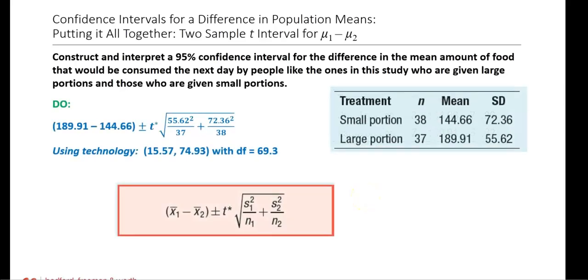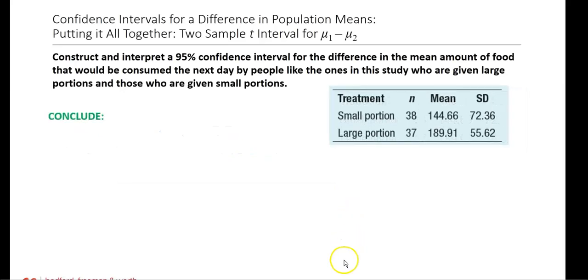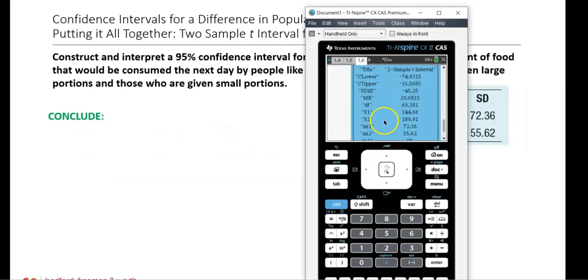But notice the degrees of freedom, hard to calculate by hand. You want to let your calculator do that for you. Because again, the calculator output has degrees of freedom somewhere, DF, 69.301. It also has T, I believe. Well, it's just lower bound, upper bound. We don't need T for that one.